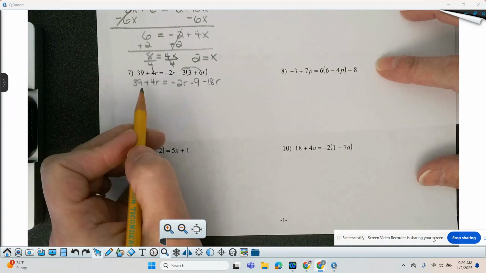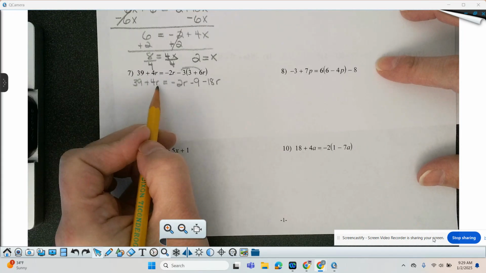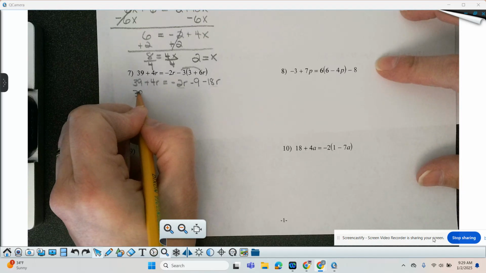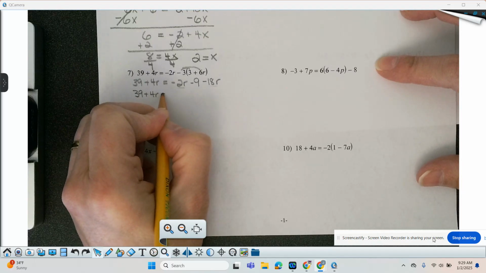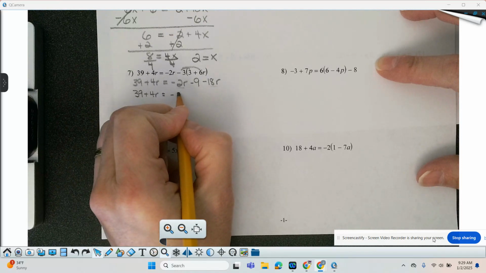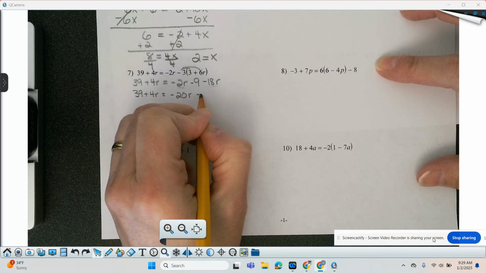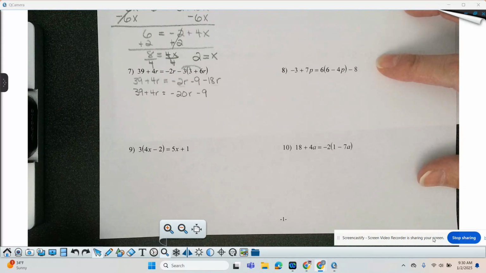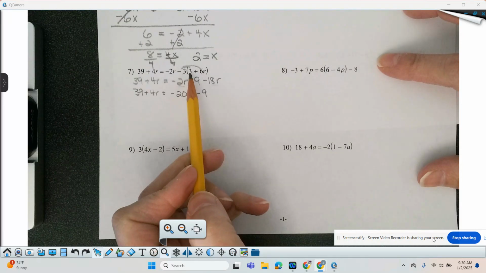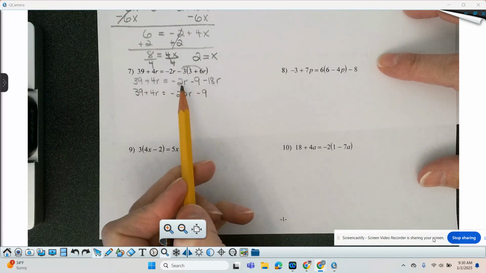Now I'm going to combine like terms. There are no like terms here. There are like terms here. So 39 plus 4r is equal to a negative 2 and a negative 18, which is a negative 20r, and that minus 9. So I got rid of my parentheses by using the distributive property, multiplying that negative 3 by everything inside. Then I combined like terms.